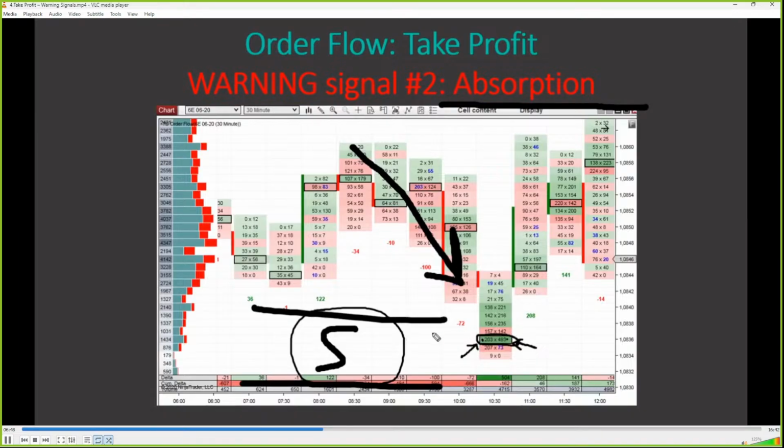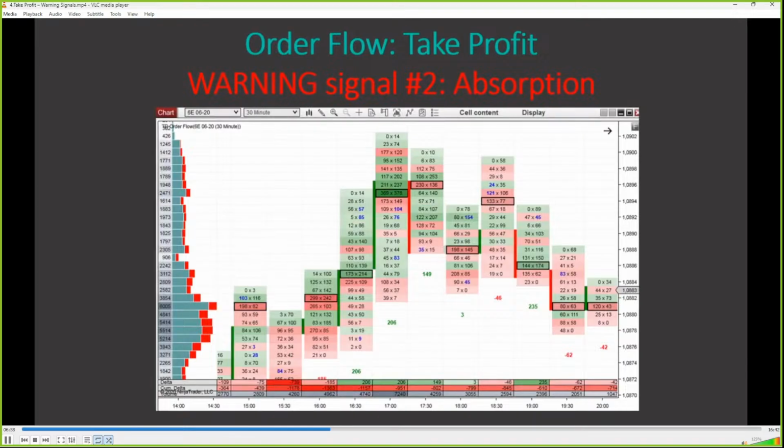So this is the last warning. And when you see that, you immediately quit your trade. You take your profit there. All right, so that's the warning with absorption. Let's have a look at another example of this warning.